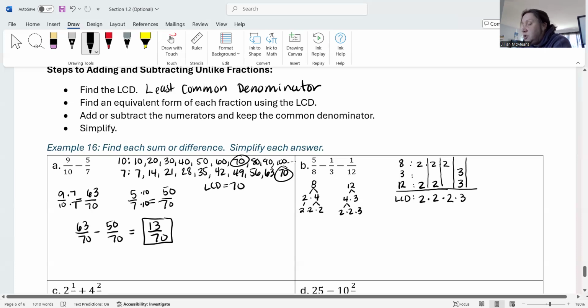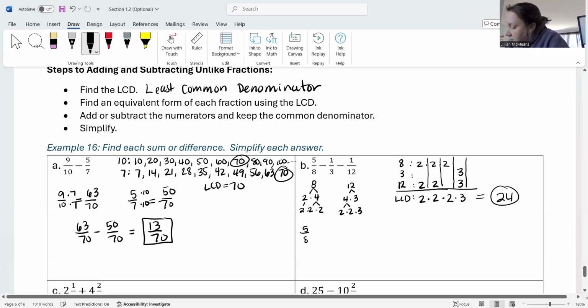So 2 times 2 is 4. 4 times 2 is 8. 8 times 3 is 24. So 24 becomes the LCD, okay? So now what we want to do is we want to rewrite all 3 of these fractions using 24 as the denominator. So I'm going to see if I can fit this in.